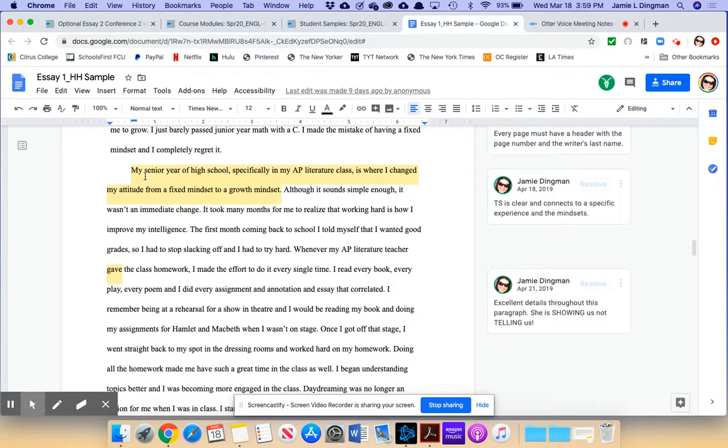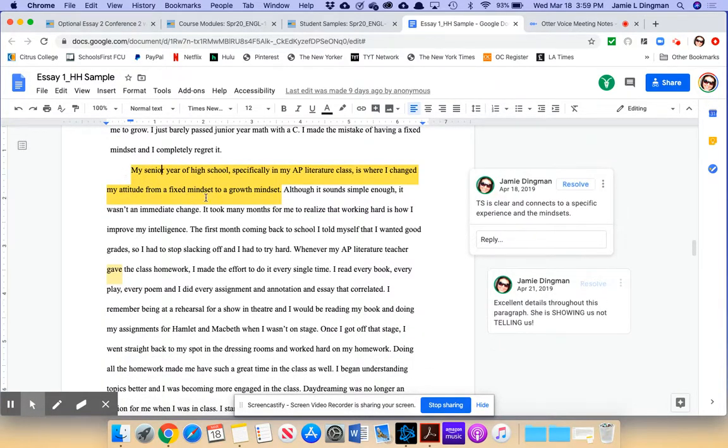Her second example, another clear topic sentence, you can see: "My senior year of high school, specifically in my AP literature class, is where I changed my attitude from a fixed mindset to a growth mindset." Okay, so this one, again, clear, specific. We can see when, senior year of high school, a specific class, AP Lit, right? And we know what this paragraph is going to be about, her moving from a fixed mindset to a growth mindset.